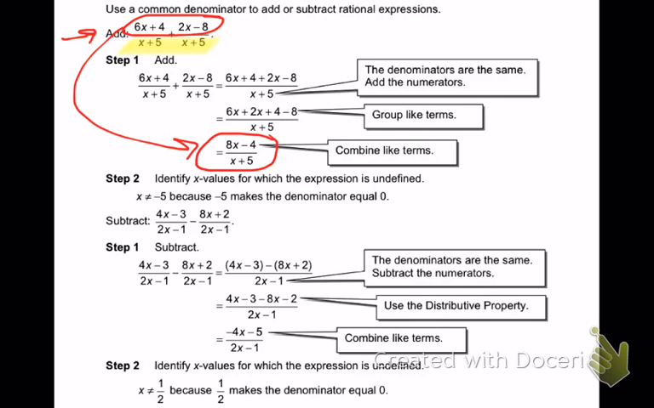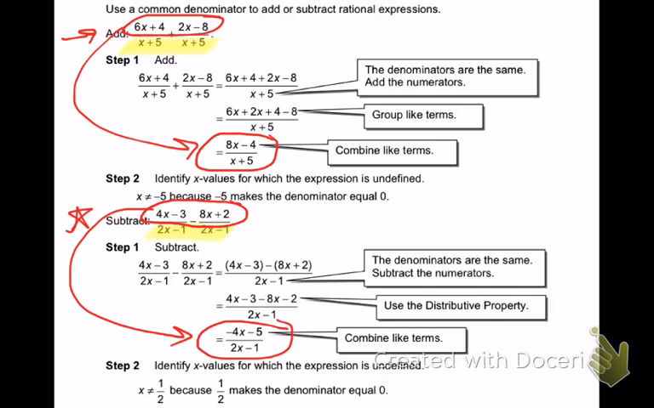Same thing here as subtraction. Notice subtraction: (4x - 3) over (2x - 1) minus (8x + 2) over (2x - 1). Are my denominators the same? Denominators are the same, so I'm going to subtract my numerators. What's 4x minus 8x? Negative 4x. Negative 3 minus 2. Does everybody see where that minus 2 comes from? Right there, I have that minus sign. So negative 3 minus 2, what's that give me? So I get (-4x - 5) over (2x - 1).